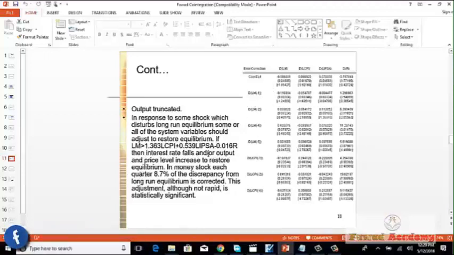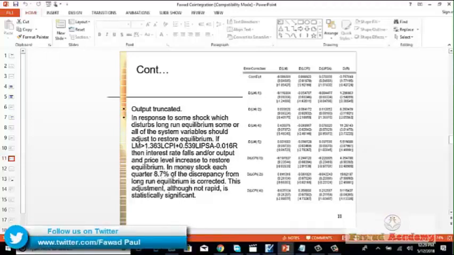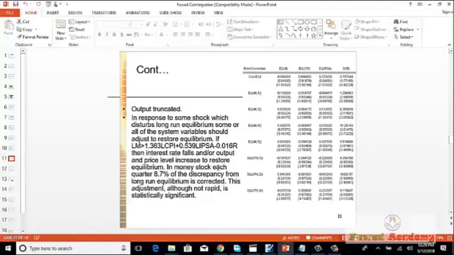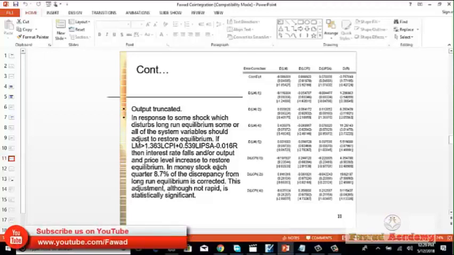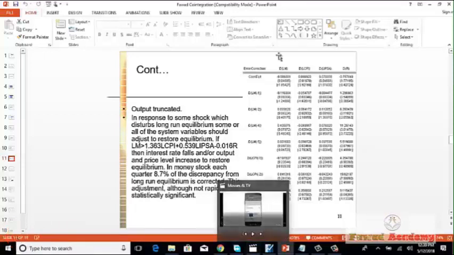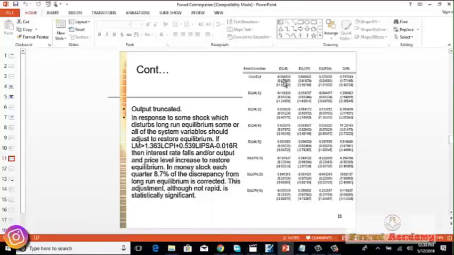Because our data is quarterly, that's why we have written that in money stock each quarter 8.7% of the discrepancy from the long run equilibrium is corrected, meaning that in every quarter the shock will be adjusted automatically. So this is the interpretation of this.